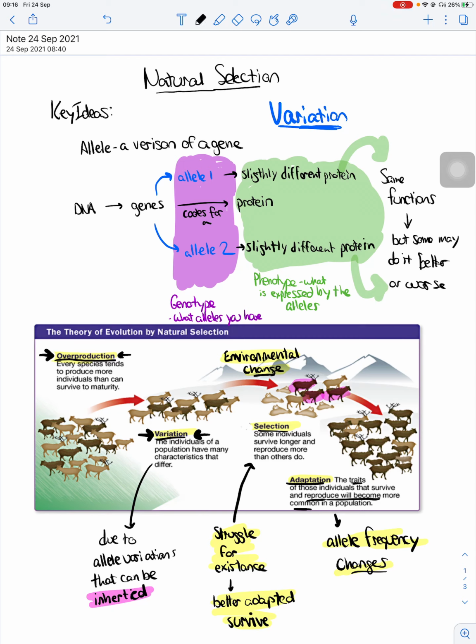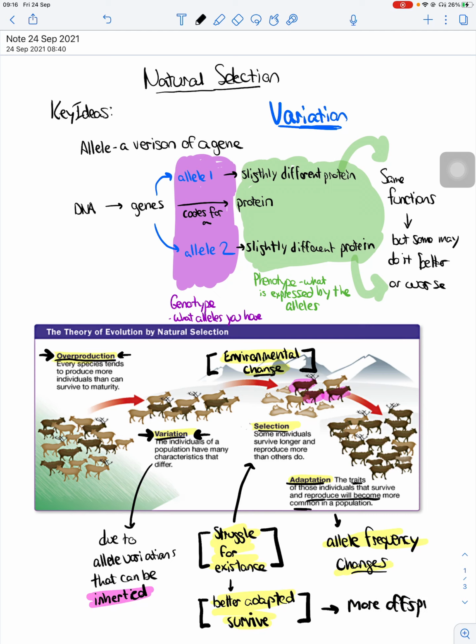And this was a struggle for existence. Then what Darwin proposed was the better adapted will survive, and that's the adaptation. But what pushes this is this idea of environmental change. Something changed in the environment. So if you're better adapted to survive, you have more offspring.